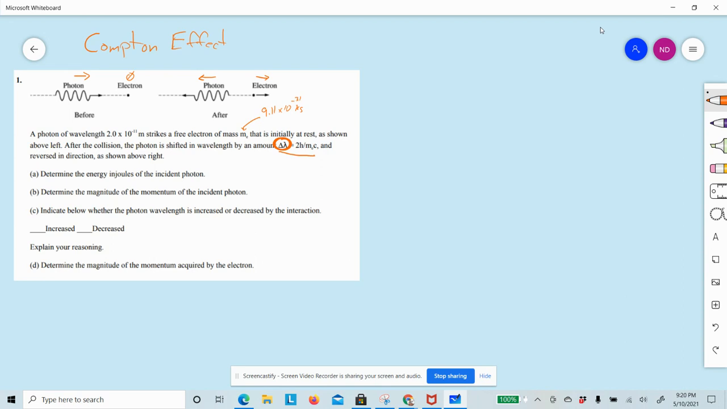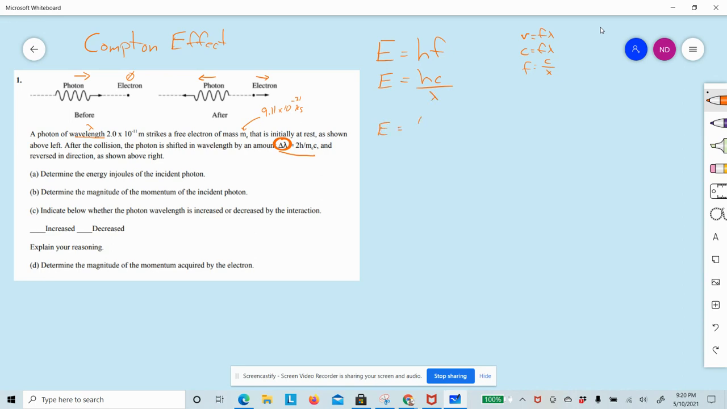Determine the energy in joules of the incident photon. Okay. Energy of a photon equals hf. We don't have f. Instead of f, you have lambda. So we can relate this, because the velocity of a wave equals frequency times wavelength, and it's light, so we get that frequency is equal to c over lambda. Take that, plug it into there, you get E equals hc over lambda.